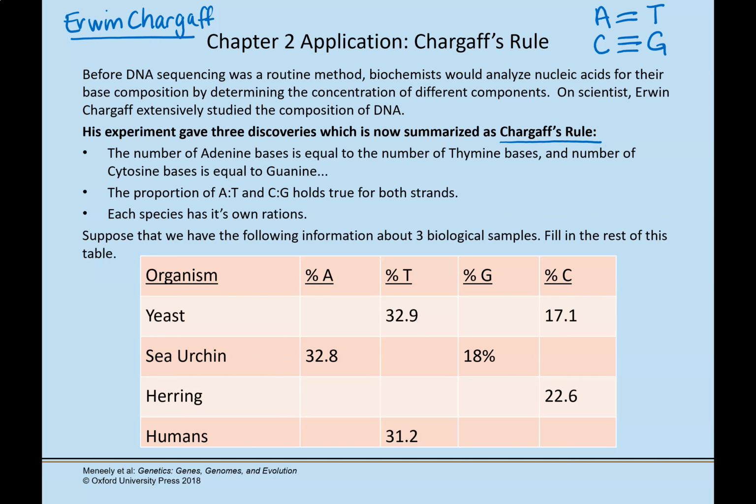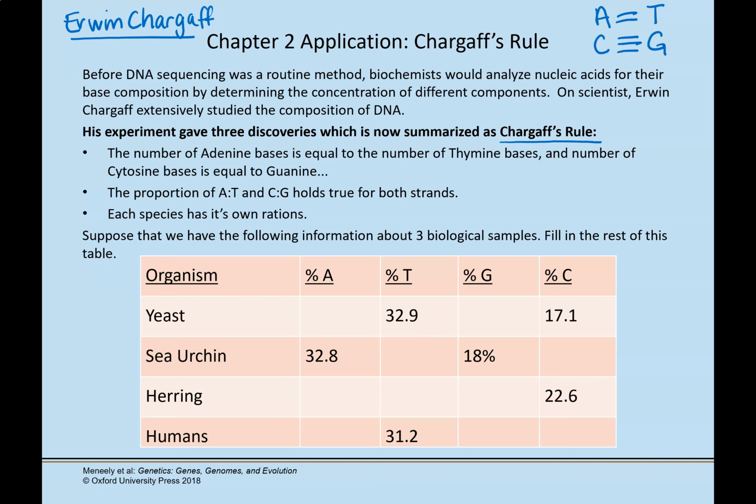So, Chargaff's Rule says the number of adenine always is equal to the number of thymine bases. That's because they're complementary. Likewise, cytosine is always equal to guanine. Now, the other thing that we can learn from this is the proportion of adenine and thymine is the same, and the proportion of cytosine to guanine is the same for both strands. That makes sense because, again, they're complementary.